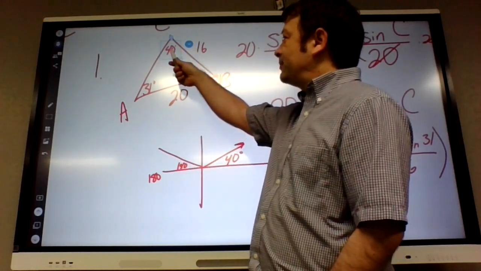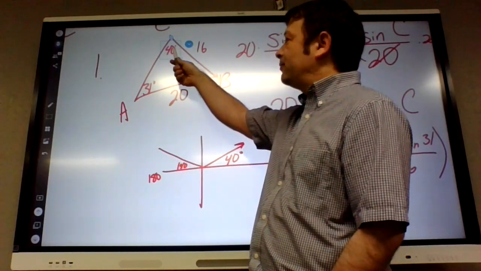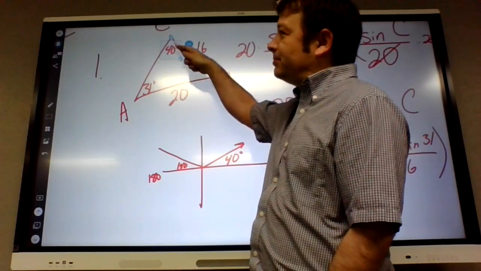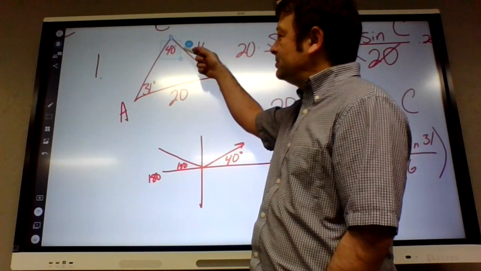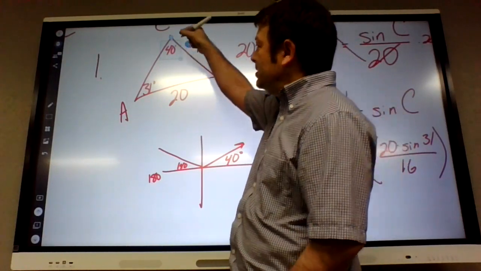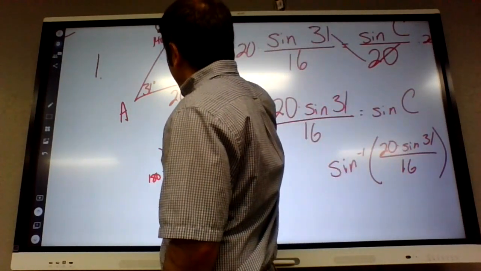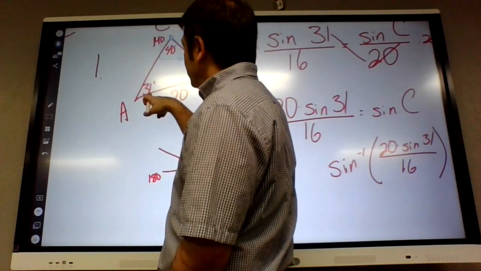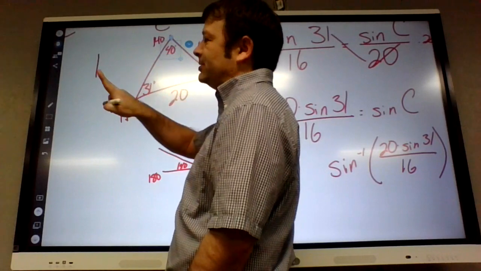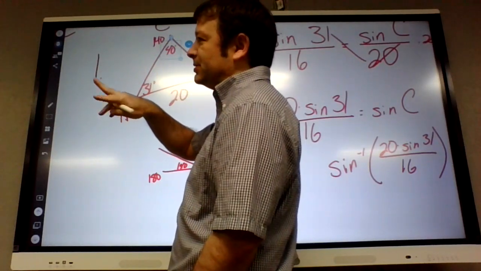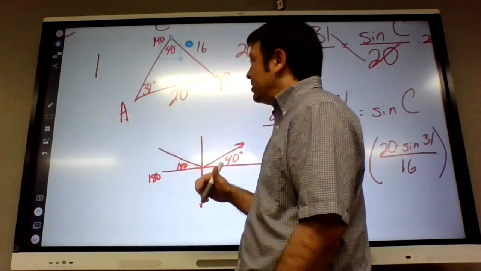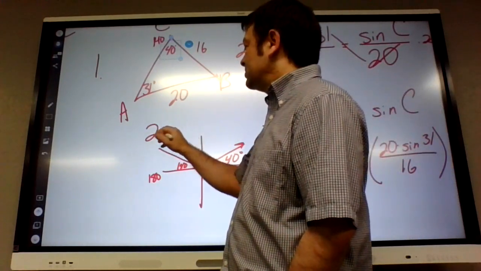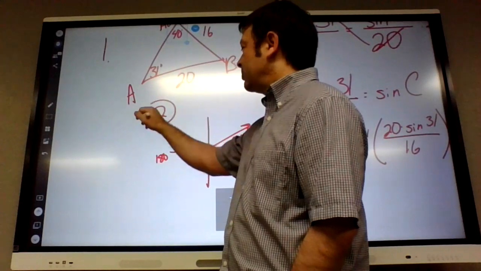If we use 40 as the reference angle, is it possible for this triangle to have a 140 degree angle right there? Well, what do the angles of a triangle add up to at most? 180. So is 140 plus 31 still below 180? Yes. So it's possible for there to be two triangles. So the answer to number 1 is two triangles are possible.